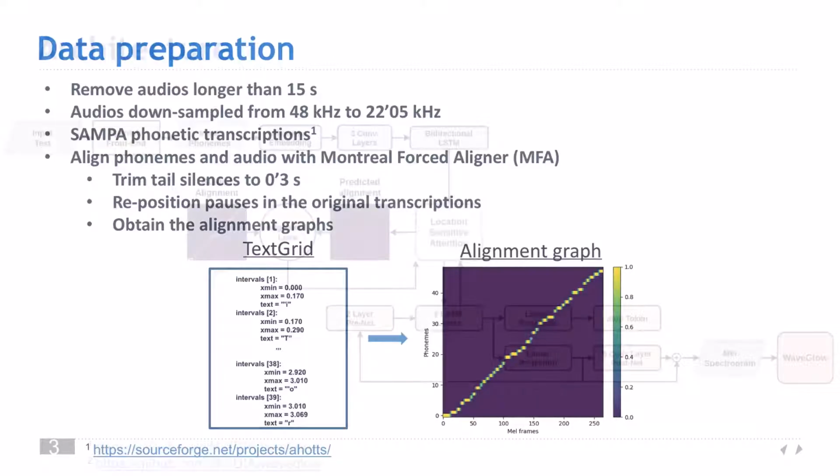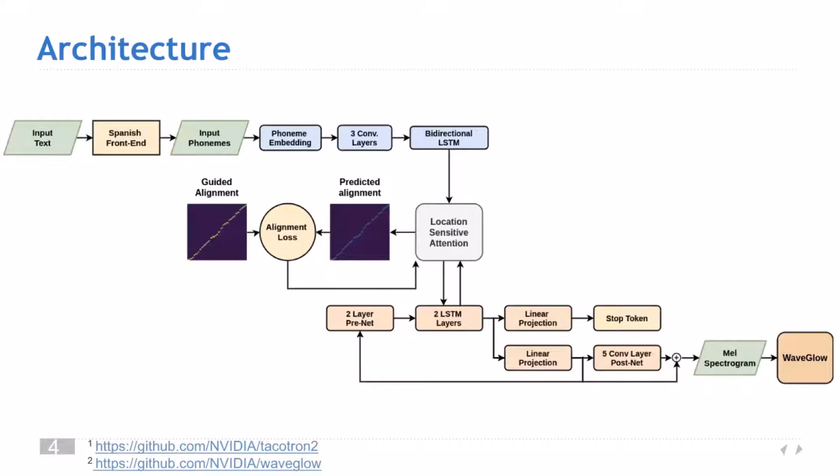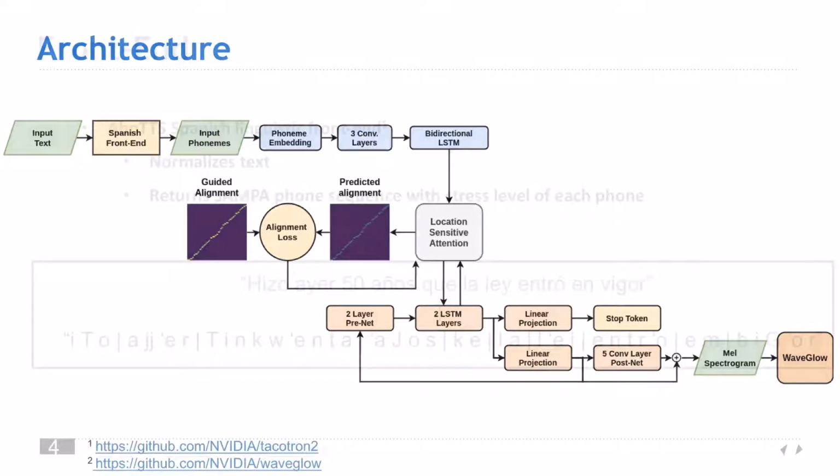So this is an overview of the architecture of the system. Here we can see that, basically, first we have a Spanish linguistic frontend, the same one we mentioned before. Then the acoustic model, with an extended addition, which would be adding a pre-alignment guided attention. And finally, we would have a WaveGlow neural vocoder.